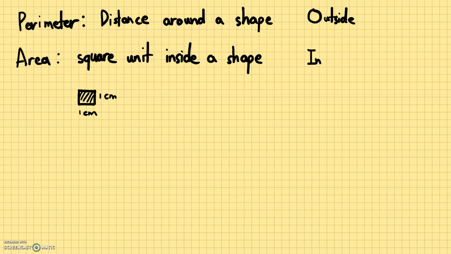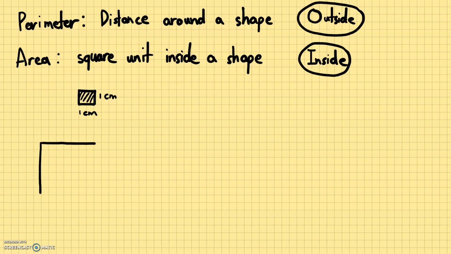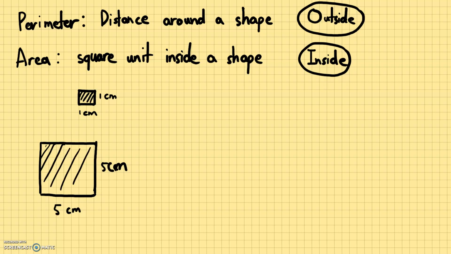Area is inside. Okay, this is the important concept. So when we're talking about area of a square, let's use the same square that we had before, the 5 centimeter by 5 centimeter square. How much stuff is inside? Okay, we're not doing the outside, we're doing the inside now.